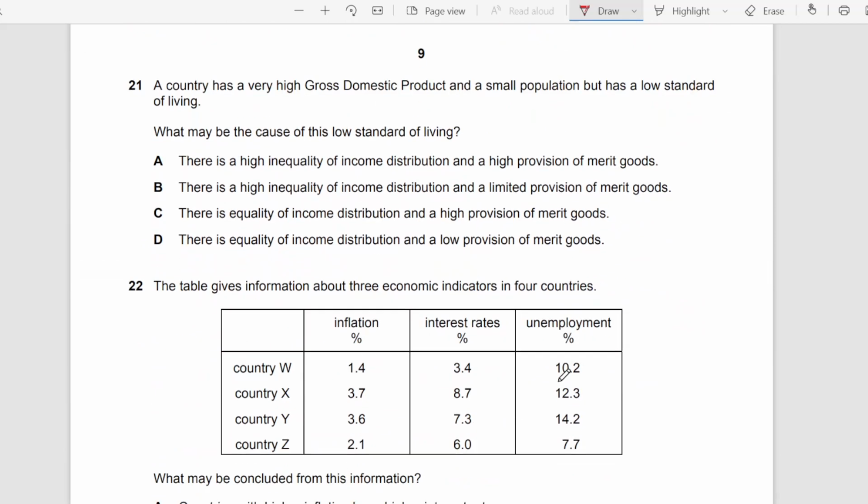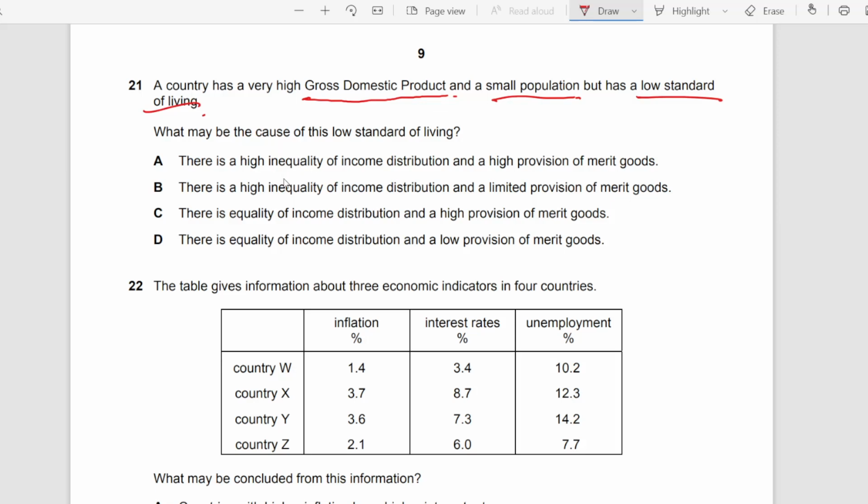Moving on to the next question. A country has a very high gross domestic product and a small population but has the lowest standard of living. Very high GDP, that means you can say that its annual production is high, spending is high, the population is small, but low standard of living means that the government has not worked a lot in order to provide a better lifestyle to the people. What may be the cause of this low standard of living?